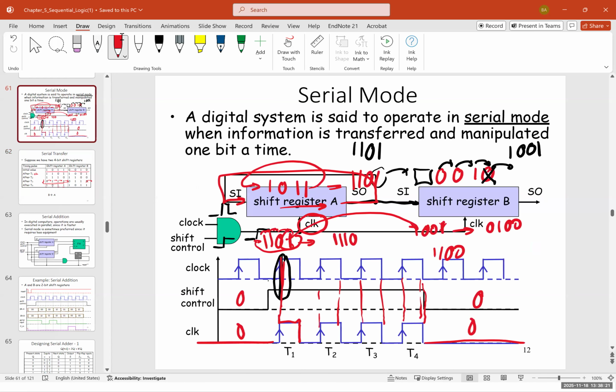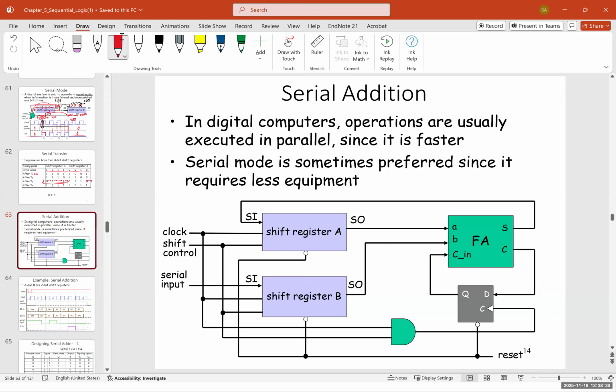So this is how a serial mode would work. Now we can use this for what we call a serial addition. In digital computers, operations are usually executed in parallel since it's faster. Serial mode is sometimes preferred since it requires less equipment. This is an example of using 2 registers, shift register A and B, and a full adder, plus a D flip-flop to create a serial addition system.